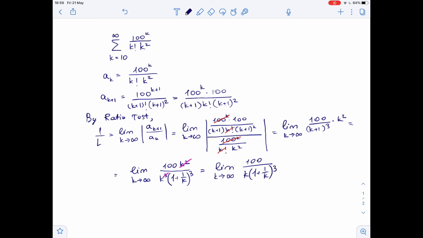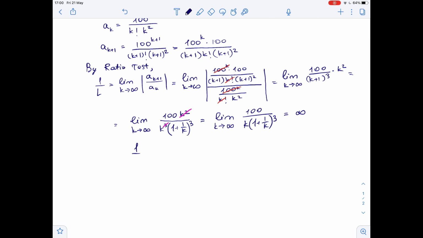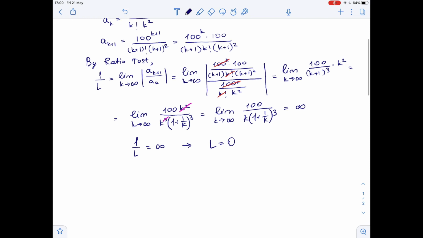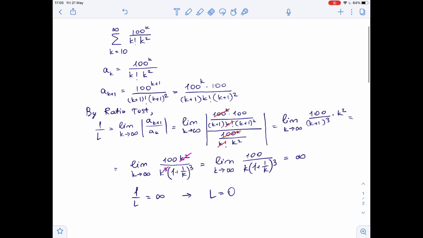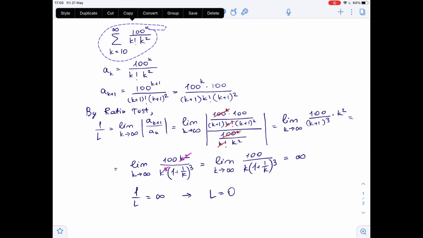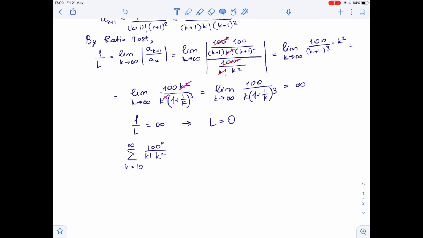We can see that this is definitely equal to infinity. This is equal to infinity, which means that 1 over L is equal to infinity. That means that L is equal to 0. And thus we can make a conclusion that our series converges. So our initial series is convergent.